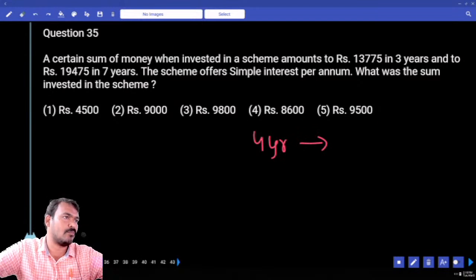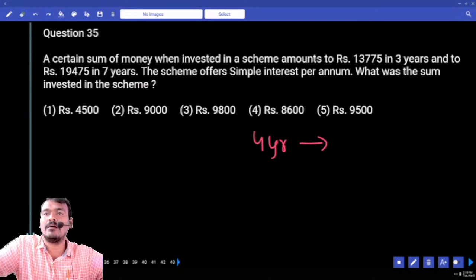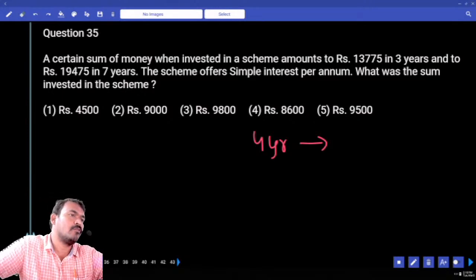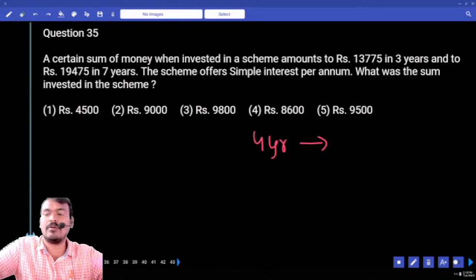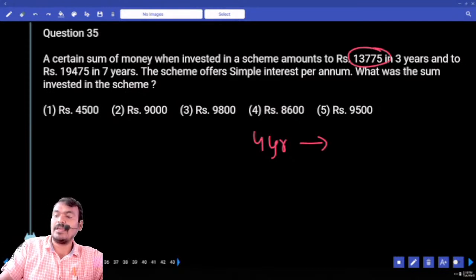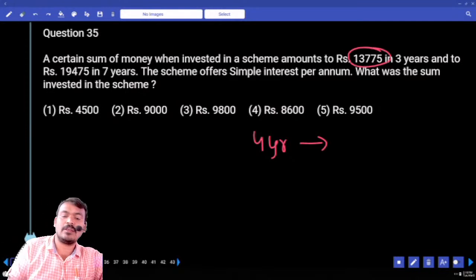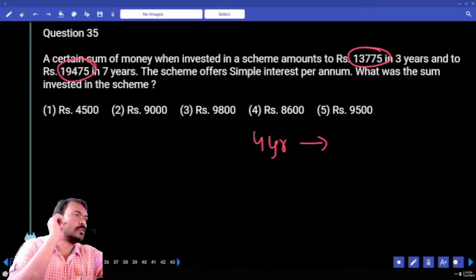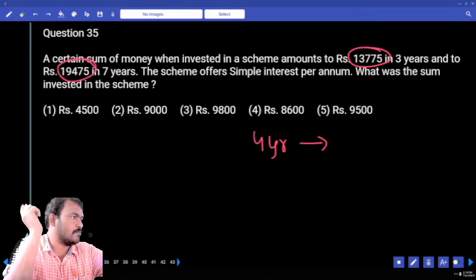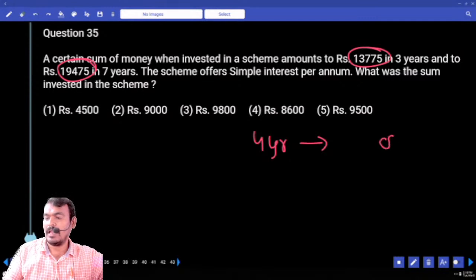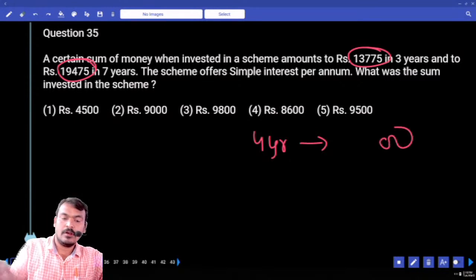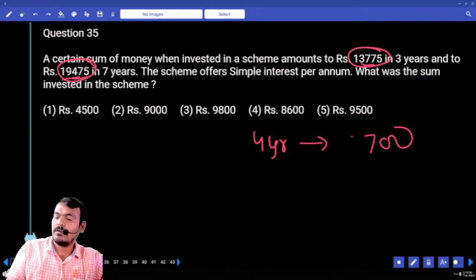In simple interest or compound interest cases, the increased value is nothing but the interest value, or not? From 3 years to 7 years, how many years are increased? 4 years. But value-wise, how much value is increased? The difference between 13,775 and 19,475. That is the increased value, or not? Okay. What is the difference? The last two digits are zeros. 14 minus 7, how much? 7, or not? Next, 18 minus 13. 5, or not? It is 5,700.